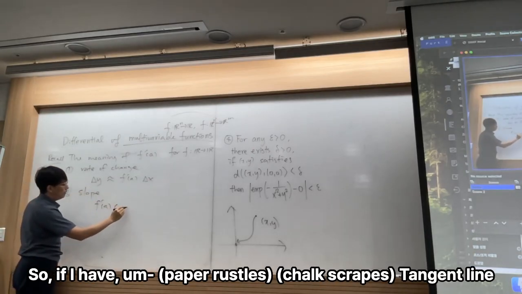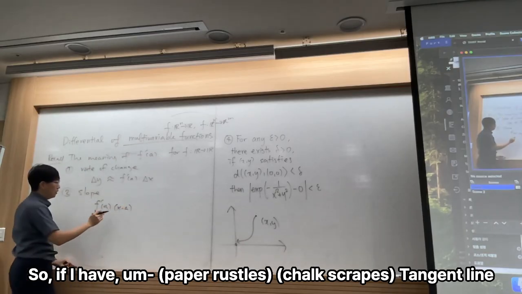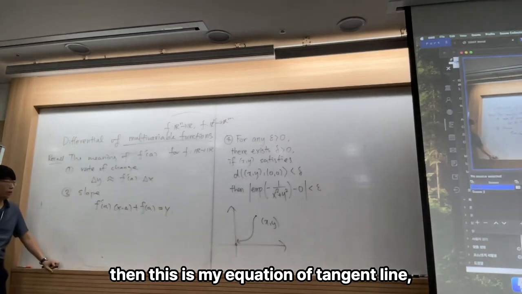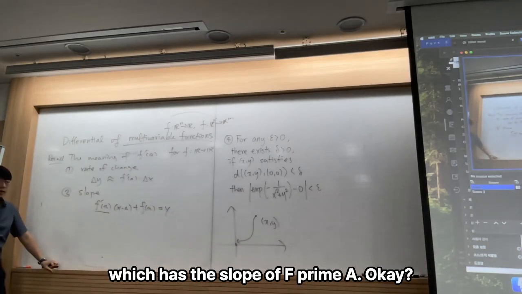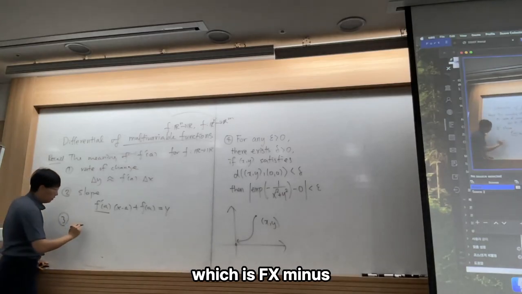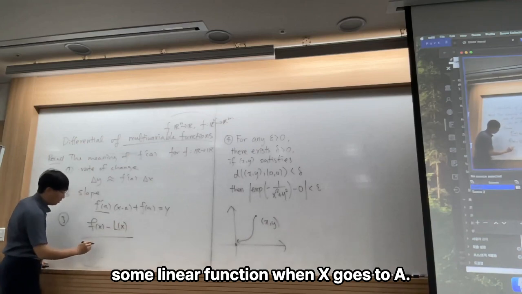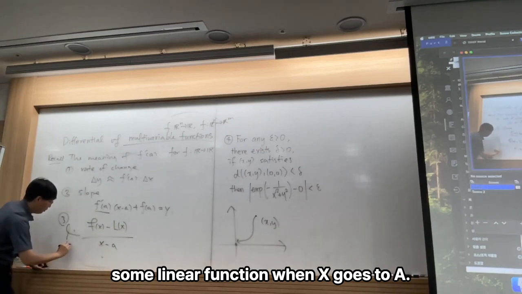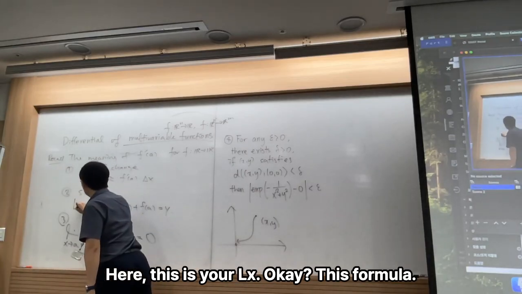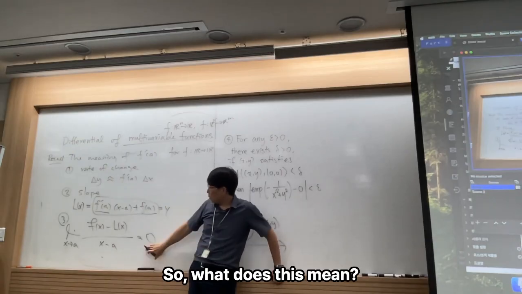So if I have a tangent line at the point (a, f(a)), then this is my equation of the tangent line, which has the slope of f prime a. Okay? And the third one, I said the third one is the most important part, which is f(x) minus some linear function, when x goes to a, is going to be 0. Here, this is your L(x). This formula is L(x). So what does that mean?